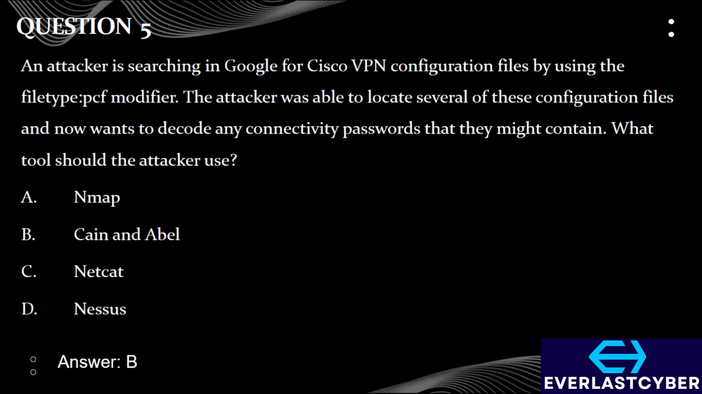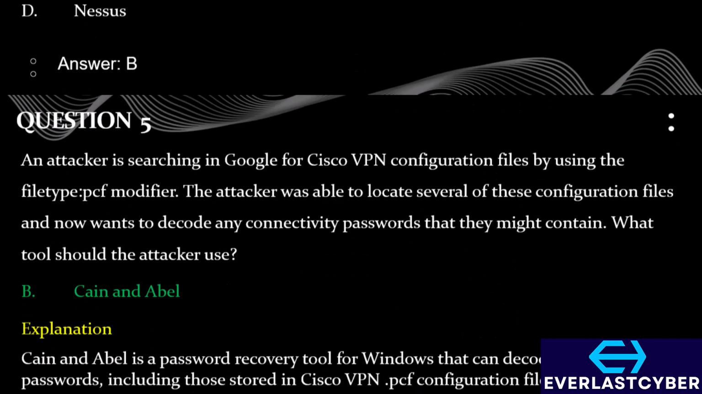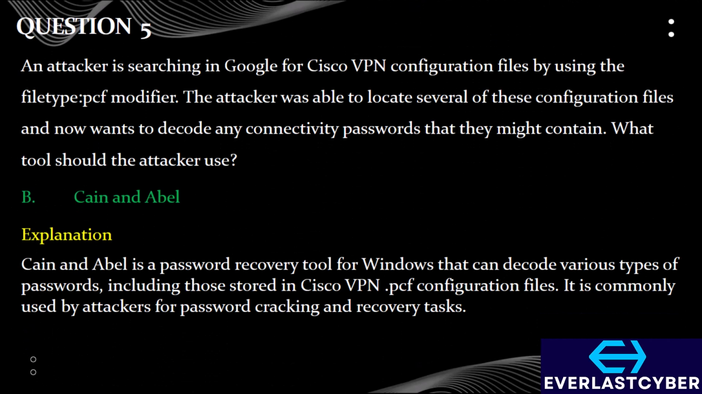Enable. Enable is a password recovery tool that is used by Windows, and it can decode various types of password, including those that are stored in the Cisco VPN .pcf configuration files. It is commonly used by attackers for password cracking and recovery tasks.